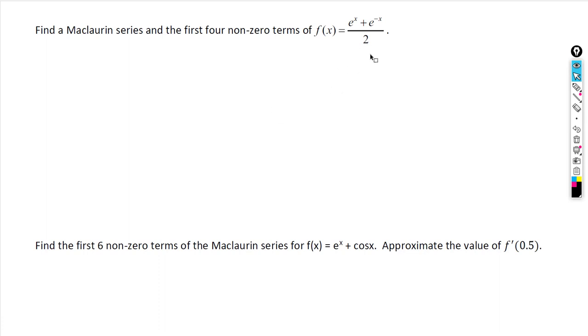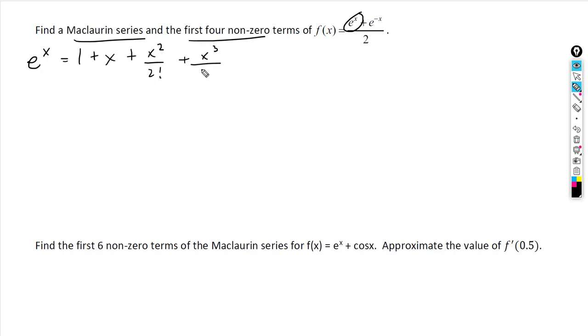All right, so now let's get into the next one here. I want to find the first 4 non-zero terms of the Maclaurin series for e to the x plus e to the negative x over 2. Well, we can do a couple different things here. We can manipulate it in such a way that I can find the expansion of e to the x. So that's 1 plus x plus x squared over 2 factorial plus x to the 3 over 3 factorial plus x to the 4 over 4 factorial. I'm going to go one more: x to the 5 over 5 factorial.